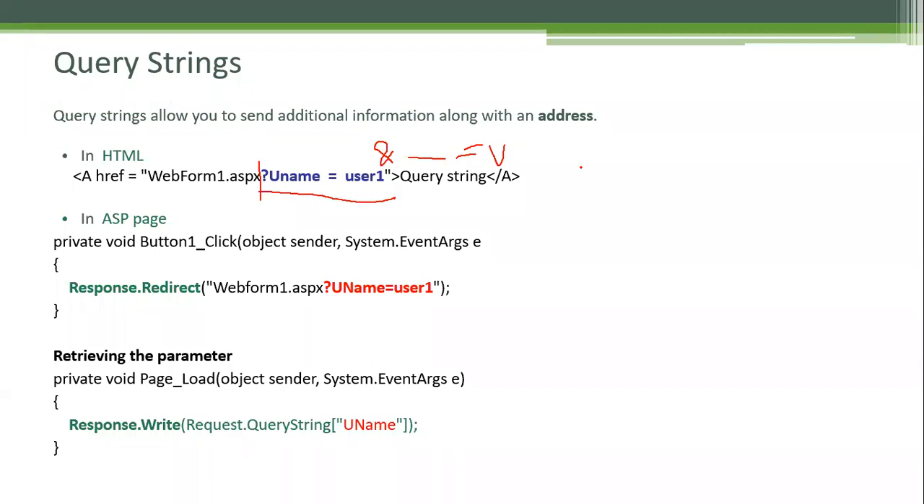To append a query string, we use a question mark at the end of the URL and we pass the data in the form of key value pairs, like key equal to value. Multiple values can be separated using an ampersand. The complete string information will be displayed in the browser address bar.